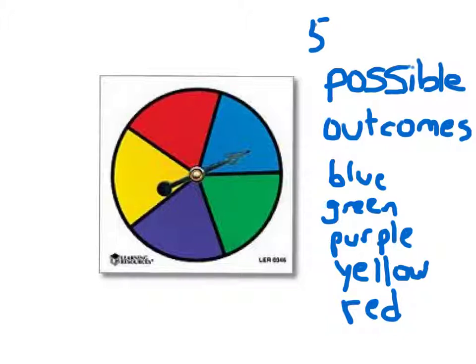For each of the probabilities, or the chances that those would happen, the total number of outcomes is in the denominator, and we would have the number of blues or greens or purples or yellows or reds in the numerator. And so in this case, if we're just looking at blue, the probability of that occurring is 1/5.